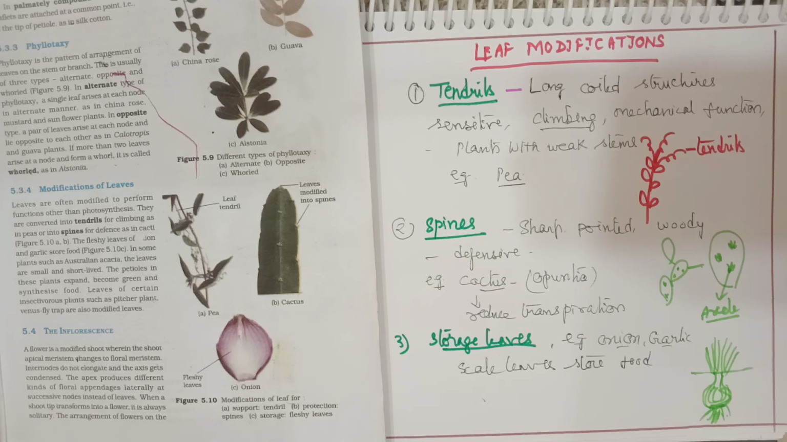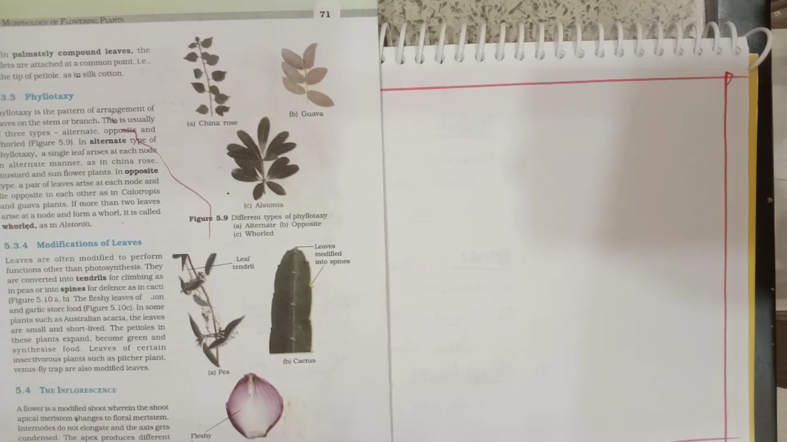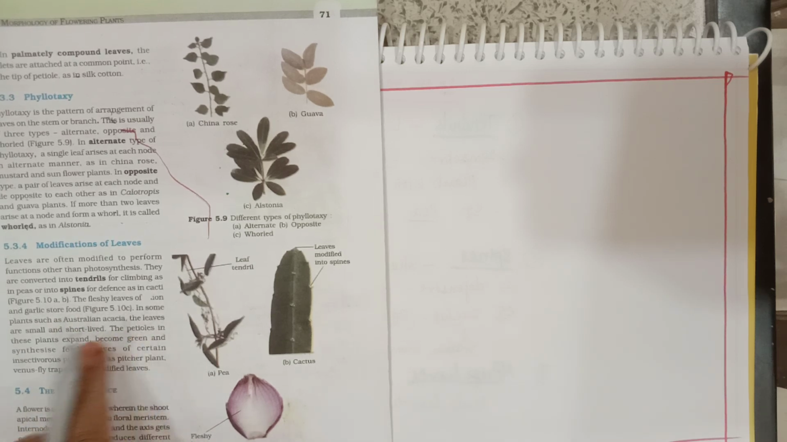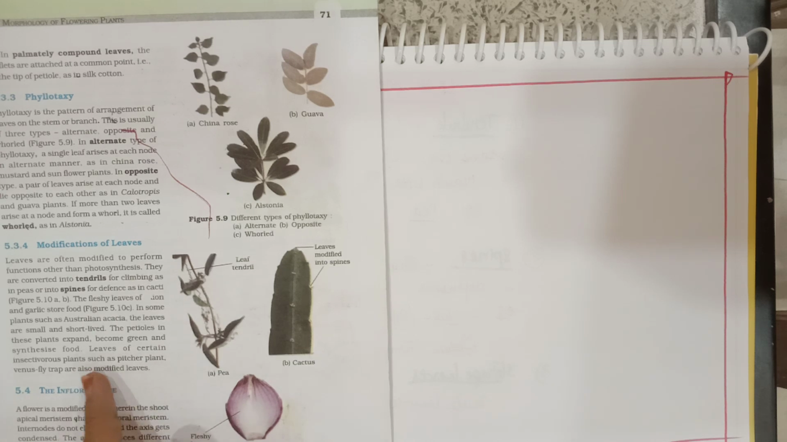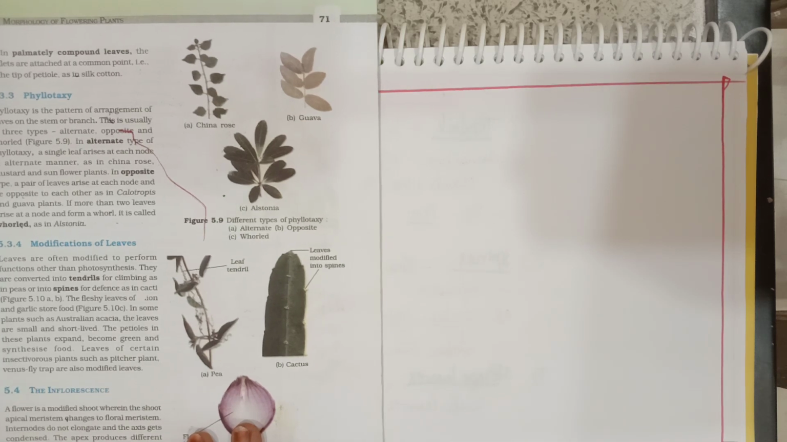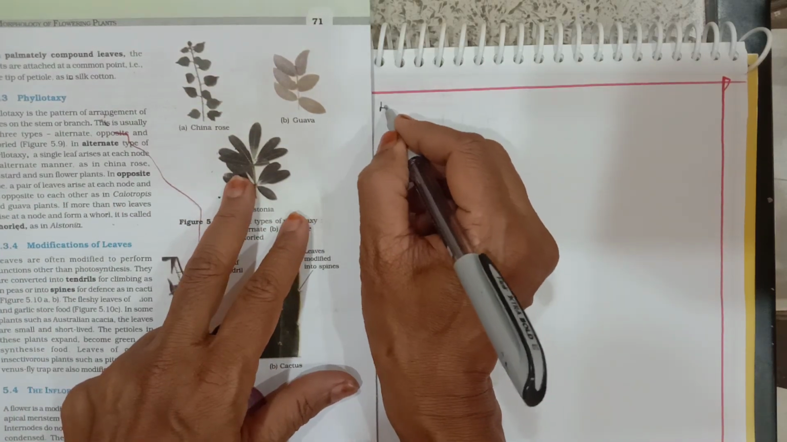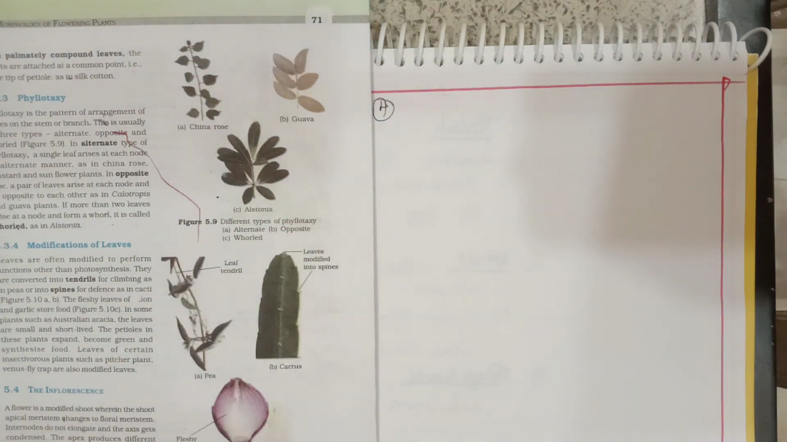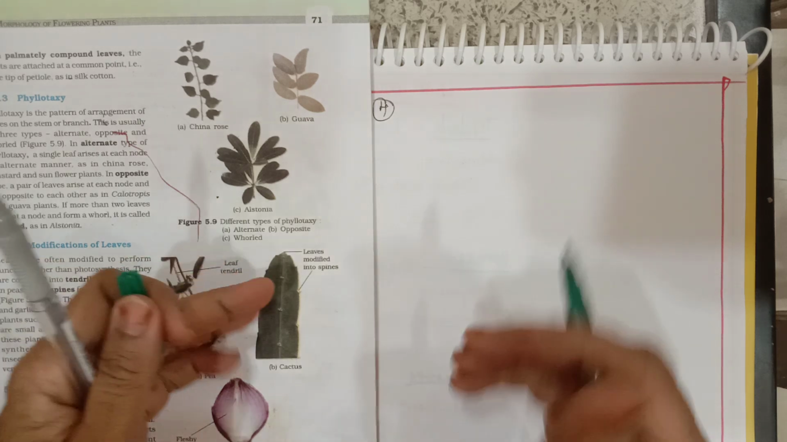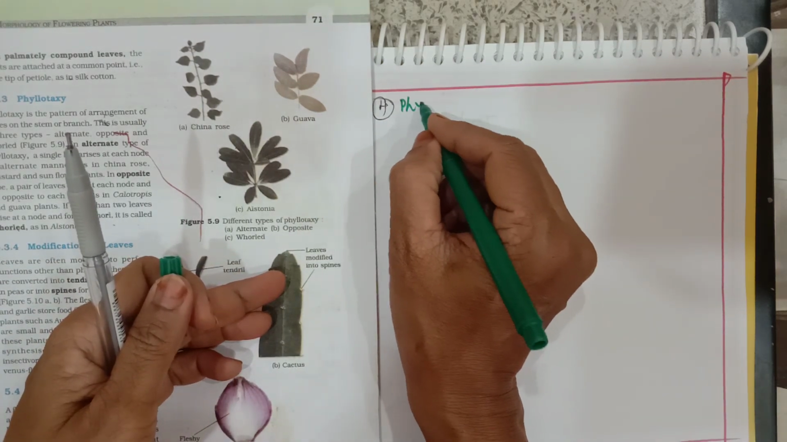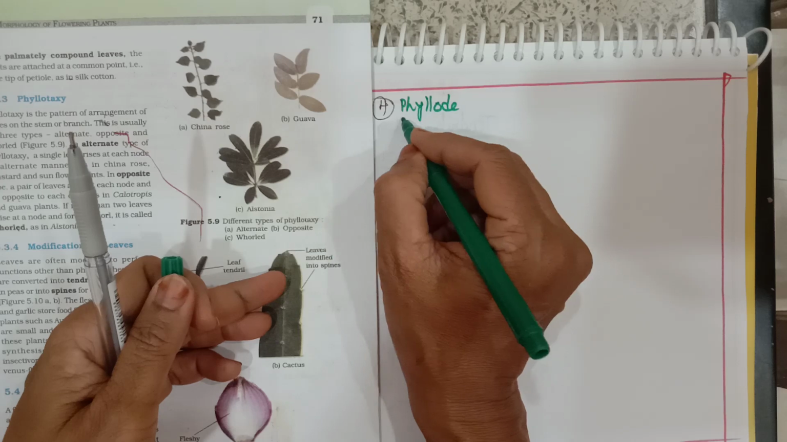Now let us go to the next modification. Yes, the next modification: in Australian acacia, the leaves are small and short-lived. The petiole in the plant is expanded. It becomes green and synthesizes food material. This is the fourth modification. This modification is named phyllodes.